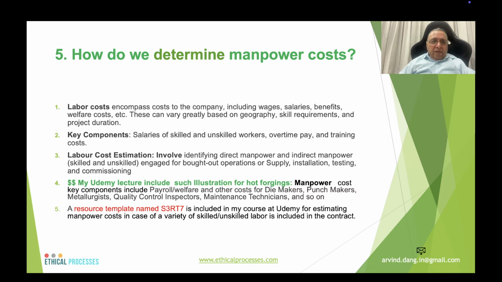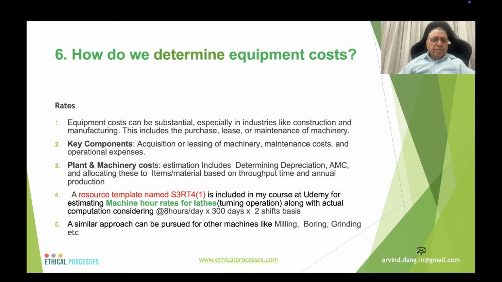Now, this labor cost estimation involves identifying direct manpower cost and indirect manpower cost, both for skilled and unskilled, engaged for manufacturing operations or supply, installation, testing, and commissioning. My lecture includes a computation and illustration for working out the cost for hot forgings, where all these key components are included for die makers, sponge makers, metallurgists, quality control inspectors, maintenance people, etc. And there is a resource template called S3RT7, Section 3, Resource Template 7, to demonstrate the working of these.